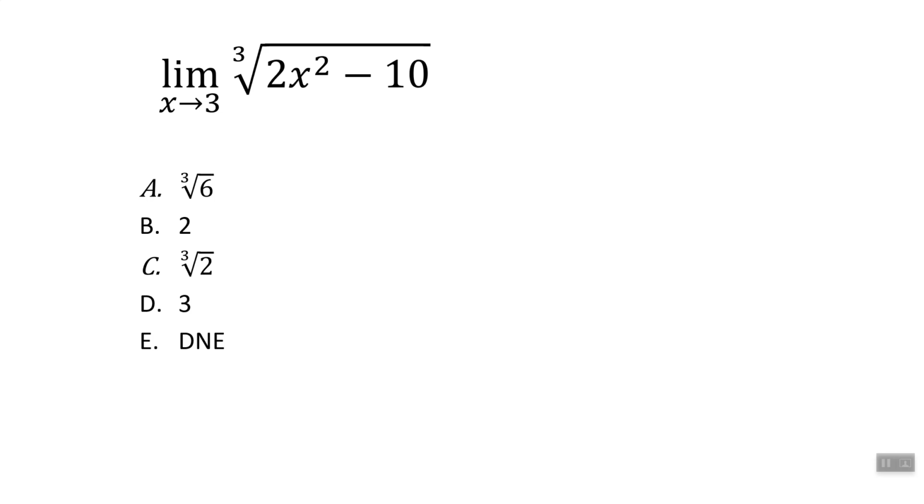All right, last one. You guys give this one a try. We want the limit as x goes to 3 of the cubed root, so this little guy out here means the third root, of 2x squared minus 10.